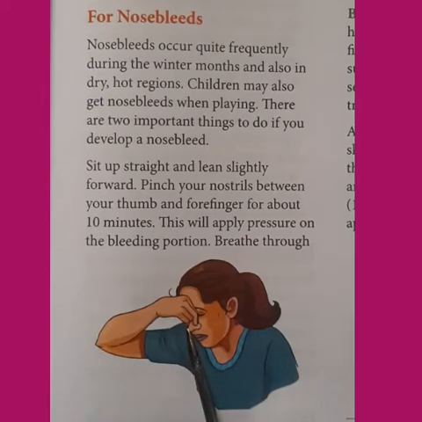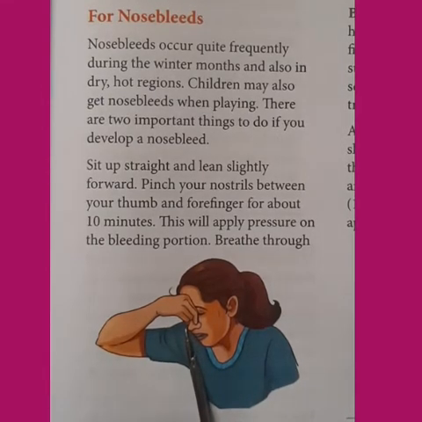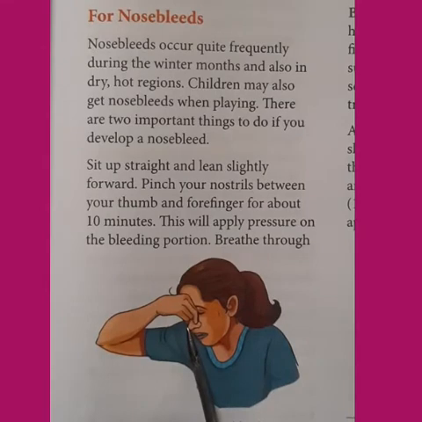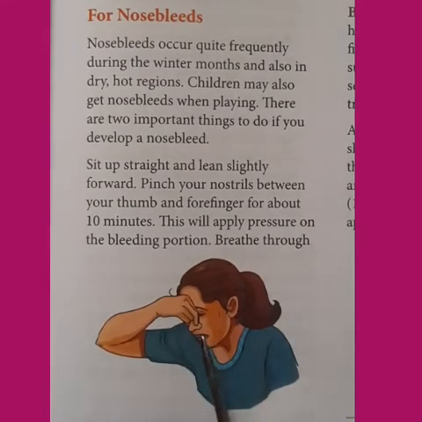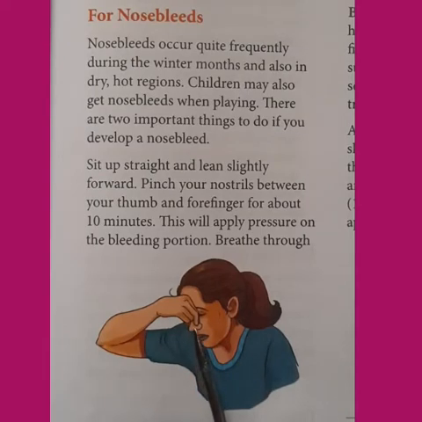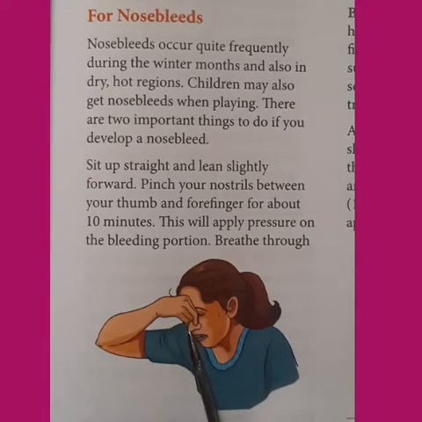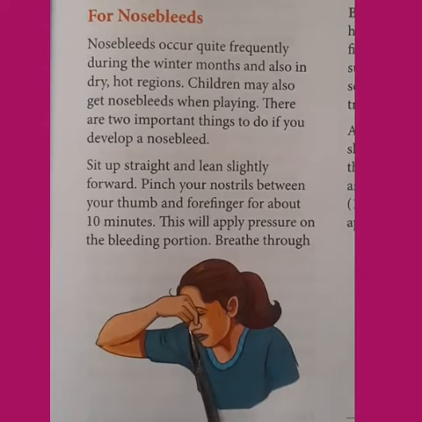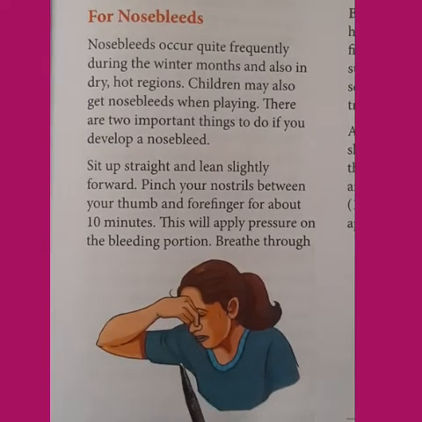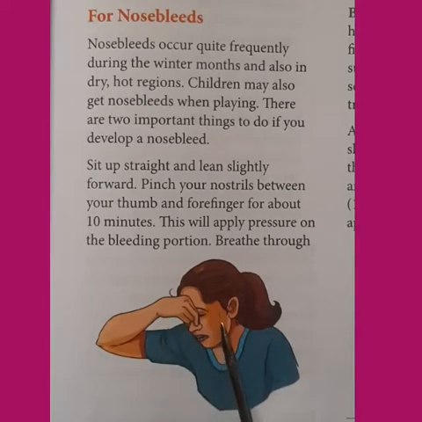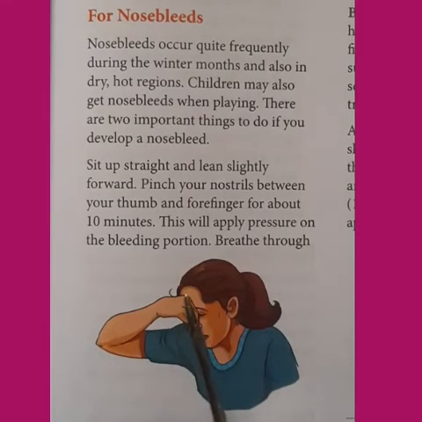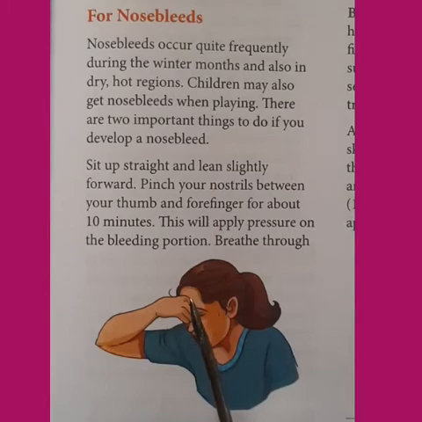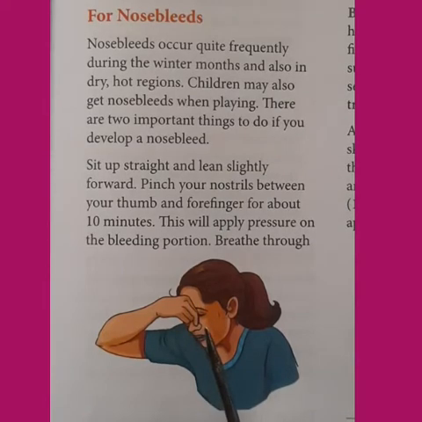So which are the two steps in order to control the nosebleeds? First of all, we have to sit straight and lean slightly forward. We have to pinch the nostrils with our fingers for about 10 minutes. When we apply pressure on the bleeding portion, then the bleeding will stop. We have to breathe through our mouth. We must not blow the nose for a few hours also.